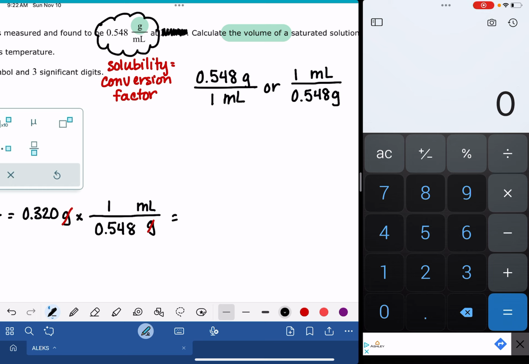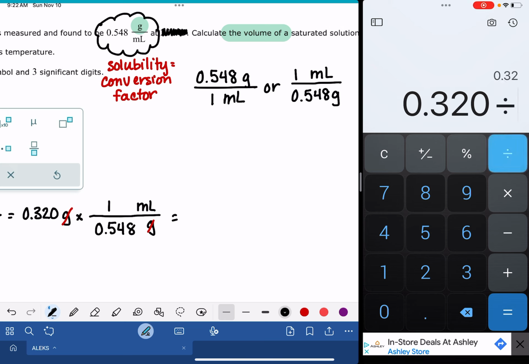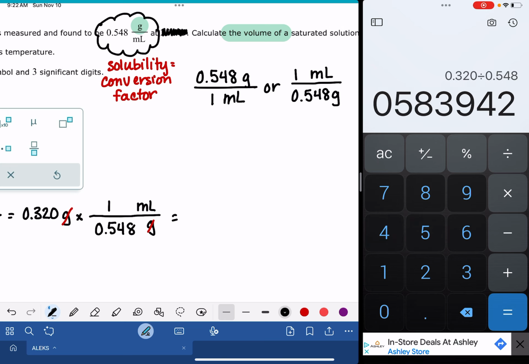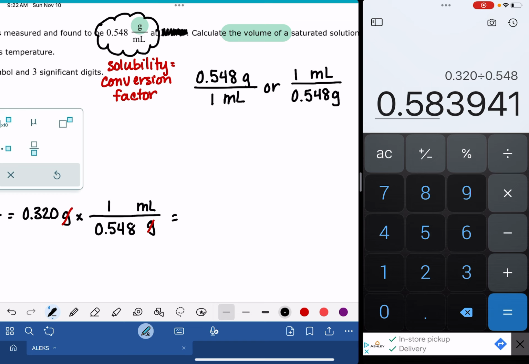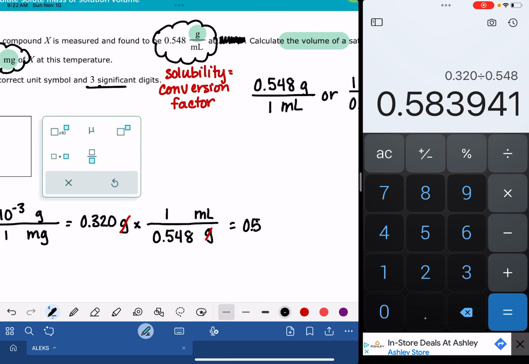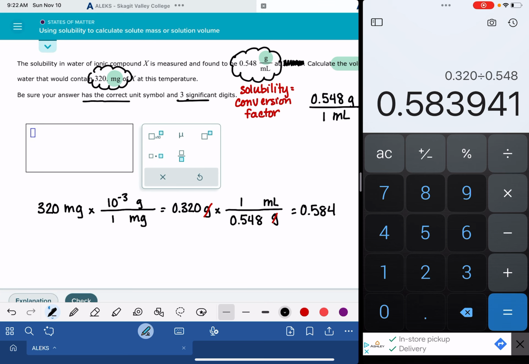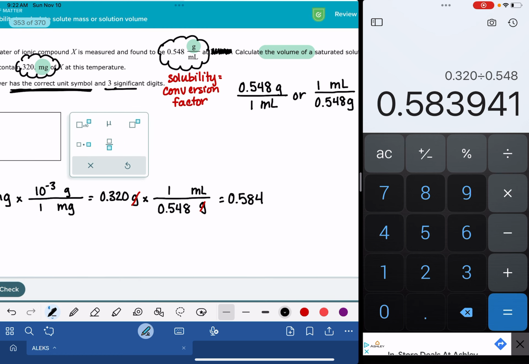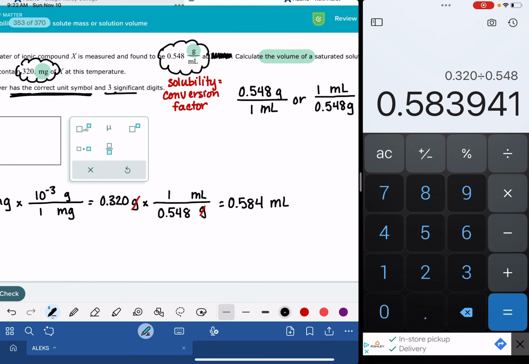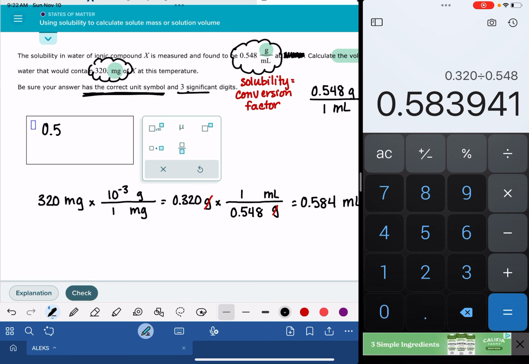And when we work the math out on this, 0.320 divided by 0.548, ALEKS wants 3 sig figs, so 0.584. And then also notice that ALEKS is asking you to provide the unit symbol. It's not going to provide the unit symbol for you in this problem. For mine, the unit is milliliters. So the answer is 0.584 milliliters.